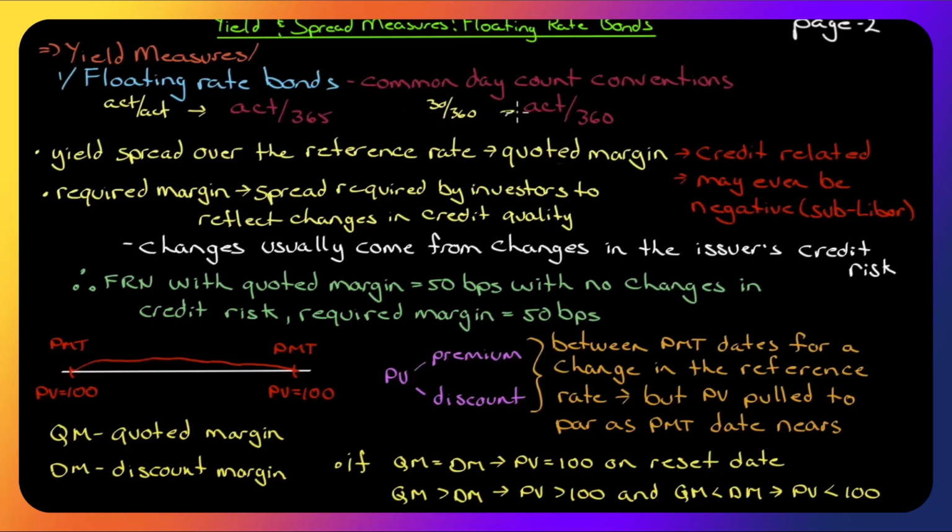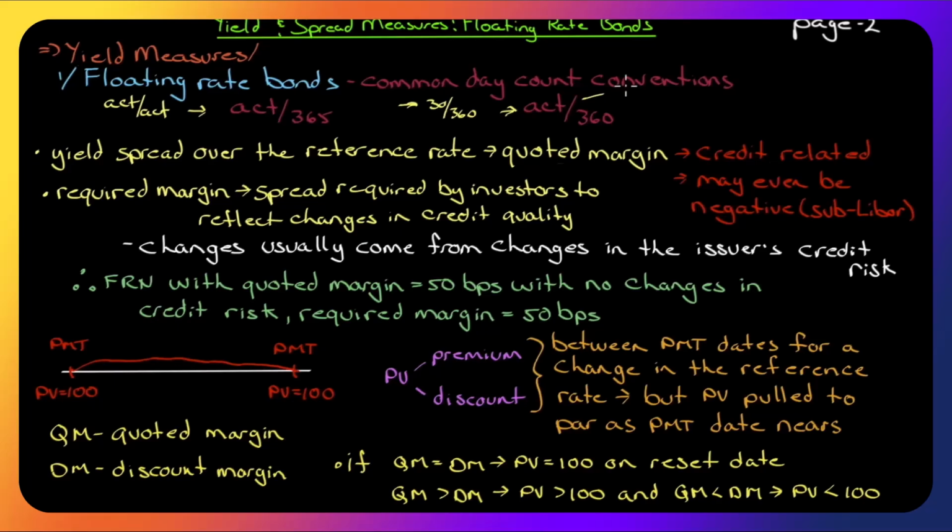So notice that we have actual for floating rate bond instead of 30. So actual for fixed compares with actual over 365 for floating, but 30 over 360 does not compare with actual over 360, the actual being for floating. Just be aware of that.